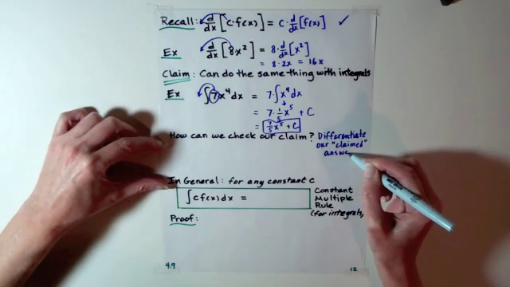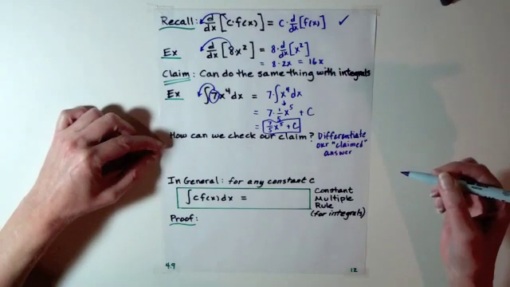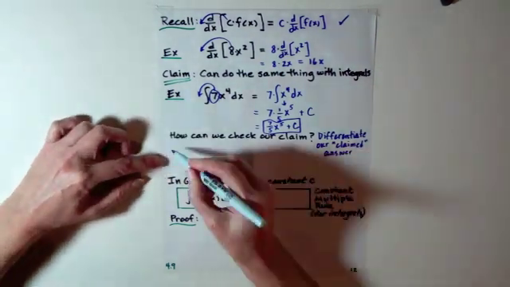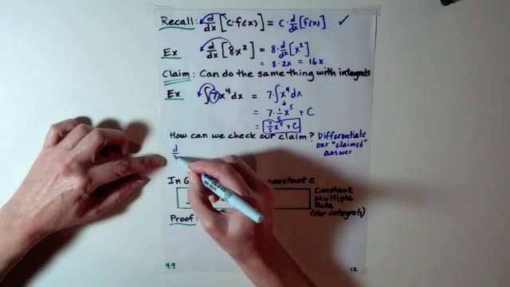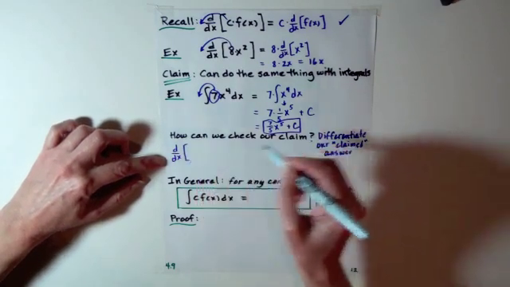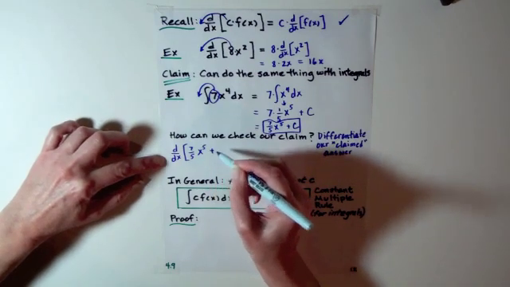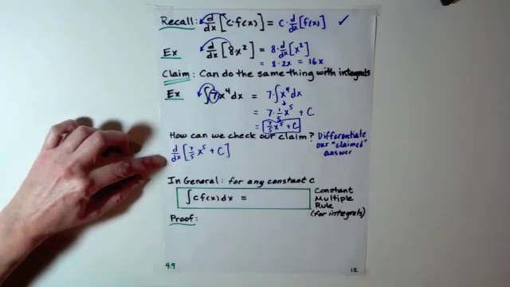So anytime I think some rule might be true, I can always check it by going back and differentiating. So I'm going to go ahead and take the derivative of what I'm claiming is the answer, 7/5 x to the 5th plus c, and I'll see whether it works.